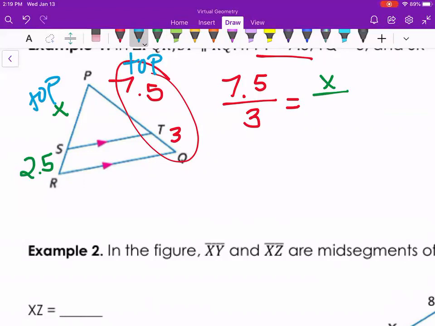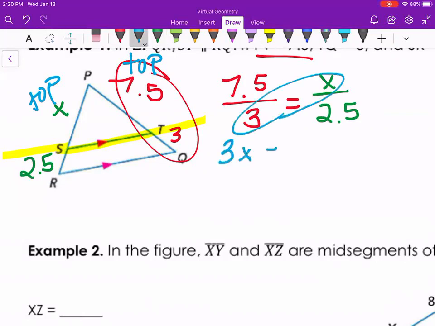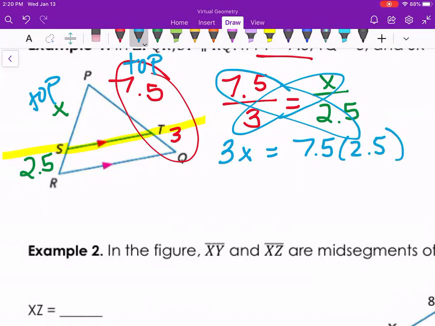Use that parallel line that's there to help create your ratios. Use that as your division bar. So X over 2.5. Now we can do our cross multiplying. So 3 times X, 3X, 7.5 times 2.5. All right, and let's see what we get.